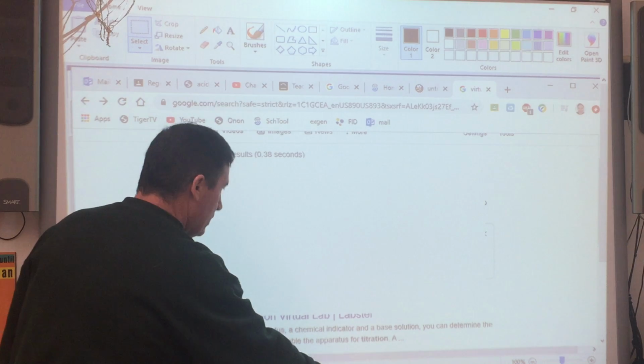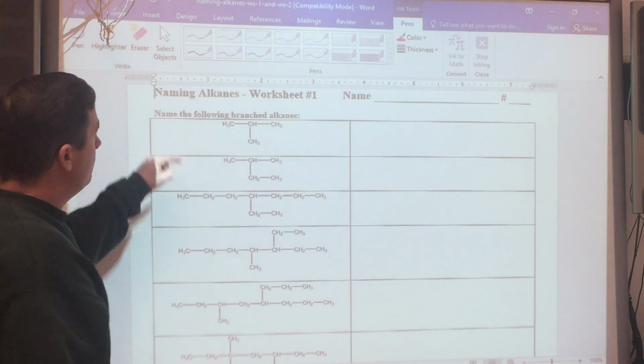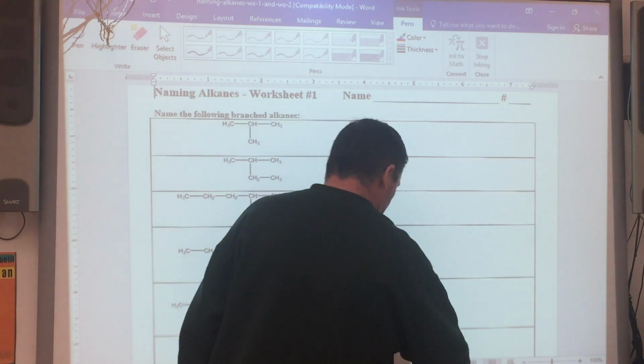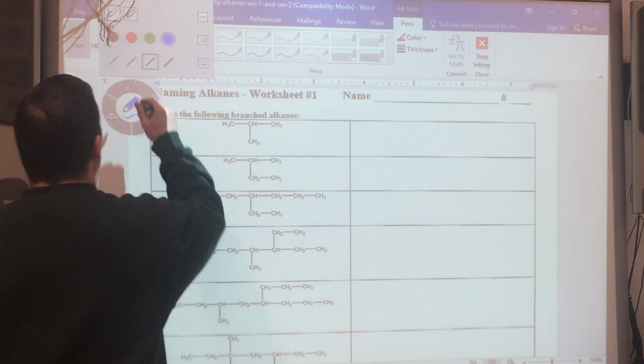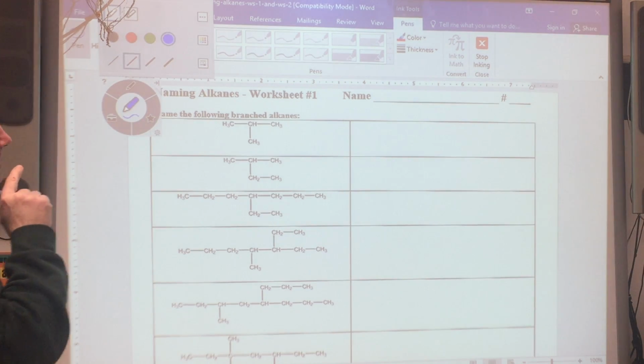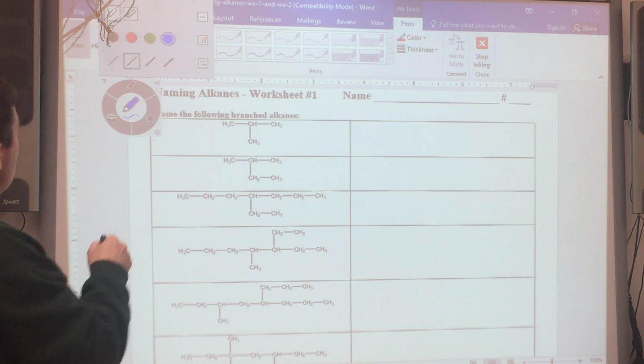What the heck is this? Don't get rid of that. This one. It's in your packet. It's toward the back. Let's try one. And then I'm going to have you try to not only name them, but to draw them. It's even more fun.